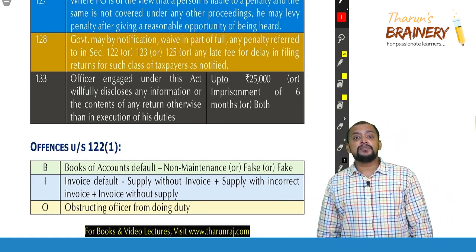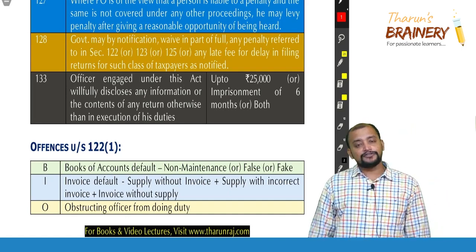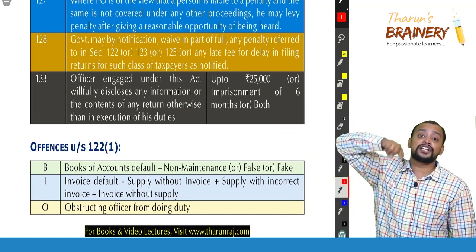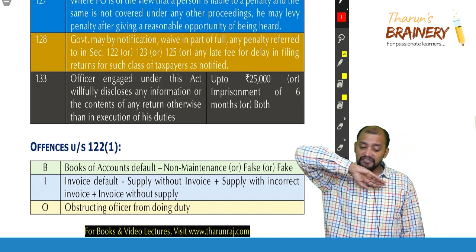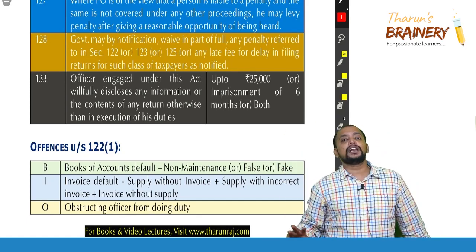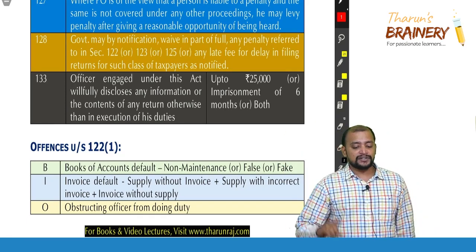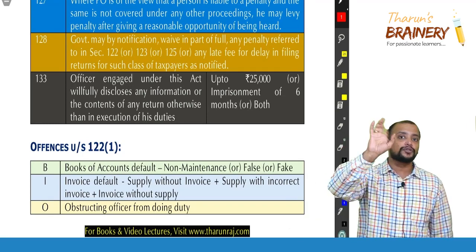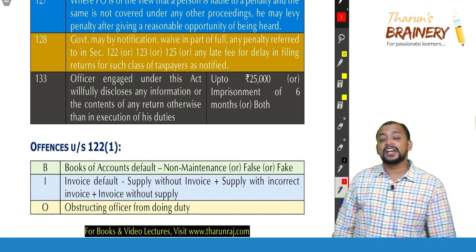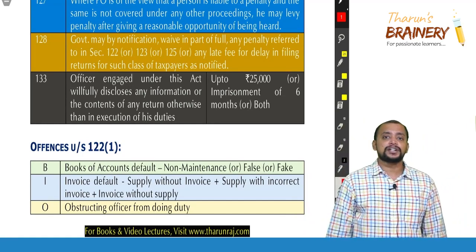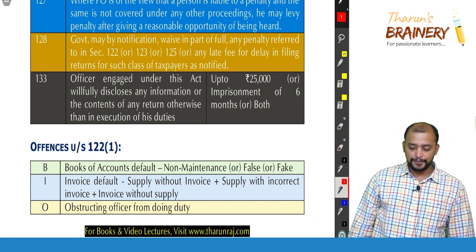128. The Central Government, on the recommendations of the Council, may by notification waive off, in part or full, any penalty under 122, 123 or 125, not 124, or even any late fee for delay in filing returns can be waived off.